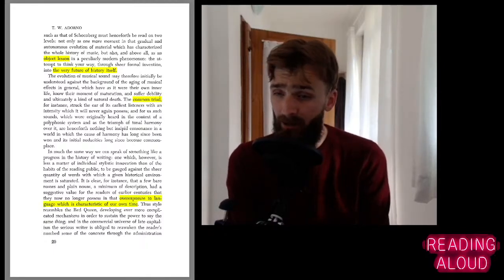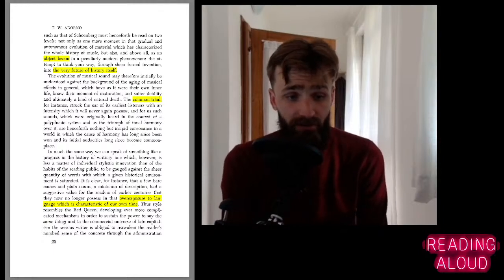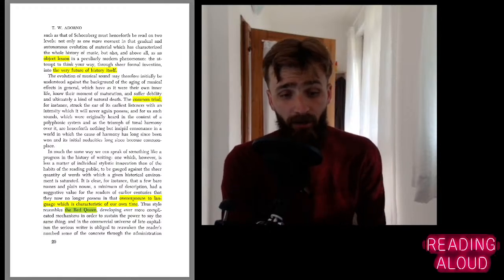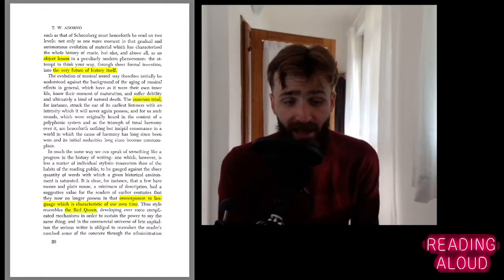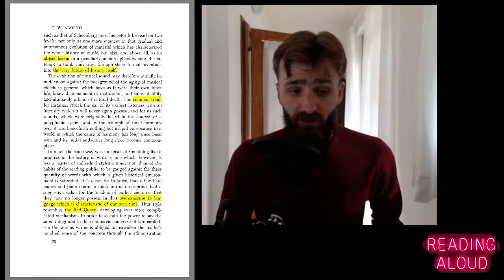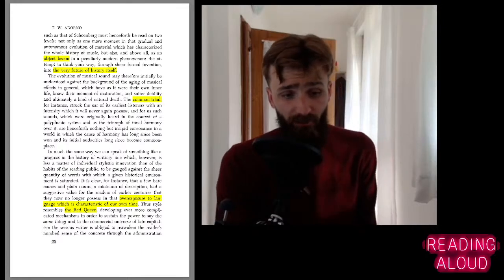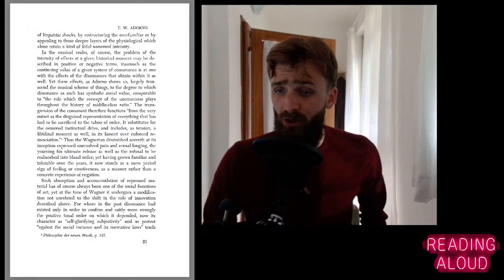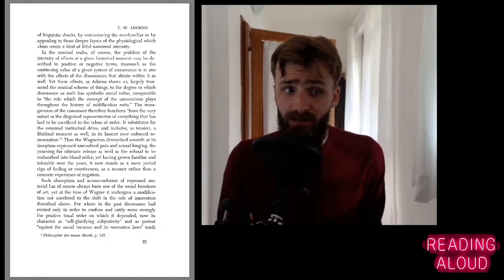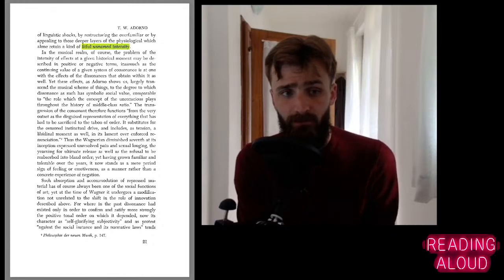Thus, style resembles the Red Queen, developing ever more complicated mechanisms in order to sustain the power to say the same thing. And in the commercial universe of late capitalism, the serious writer is obligated to reawaken the reader's numbed sense of the concrete through the administration of linguistic shocks, by restructuring the overfamiliar, or by appealing to those deeper layers of the physiological, which alone retain a kind of fitful, unnamed intensity.